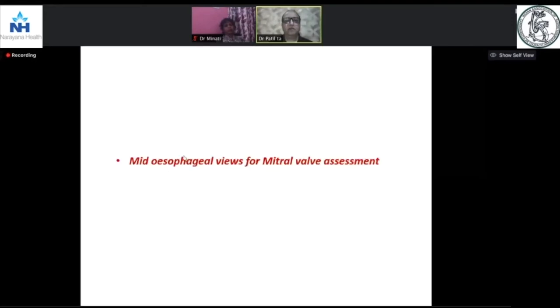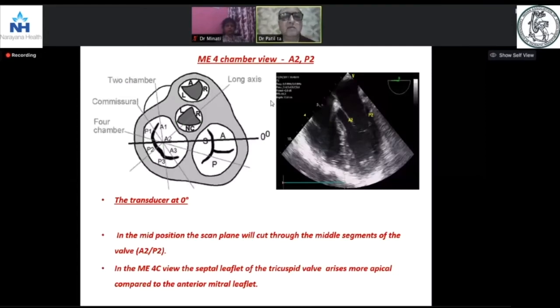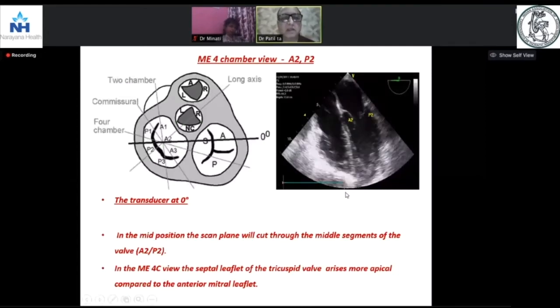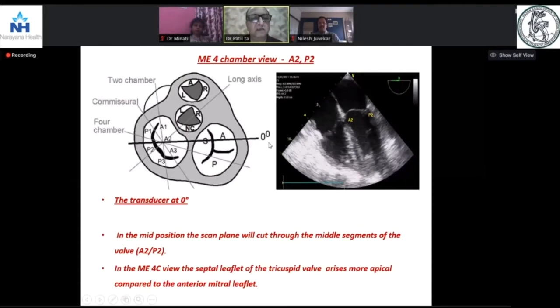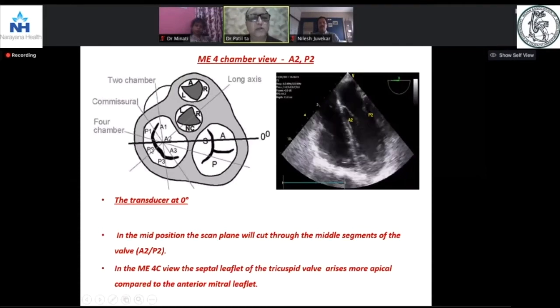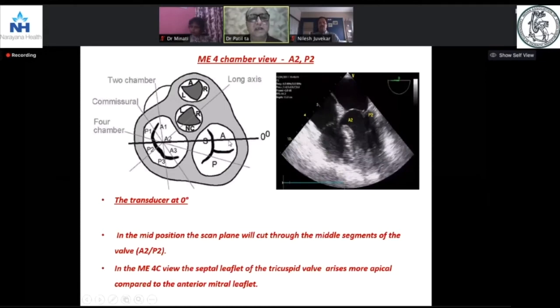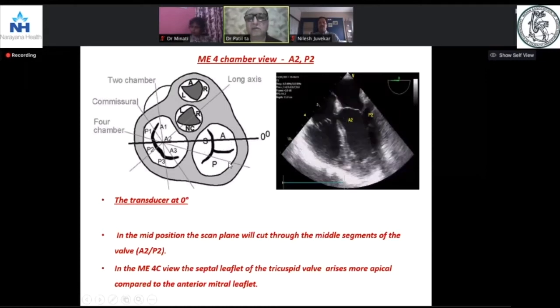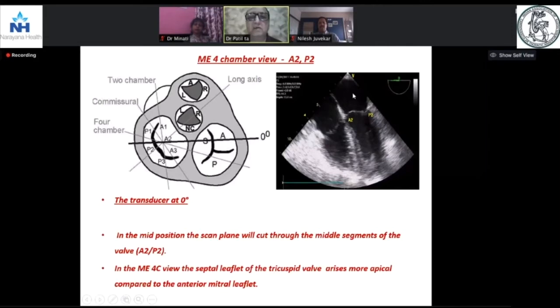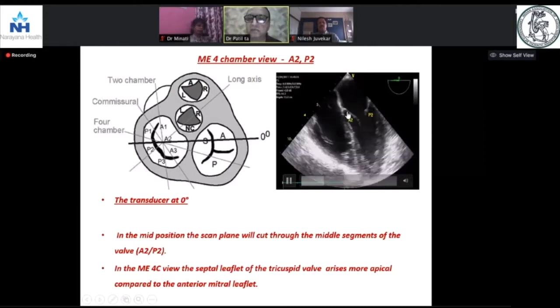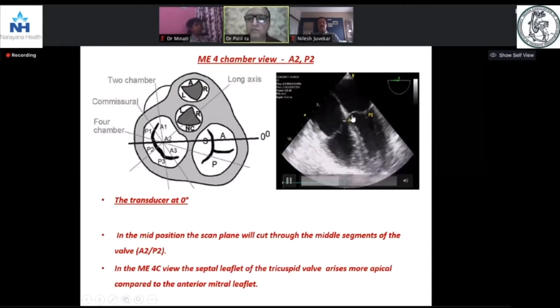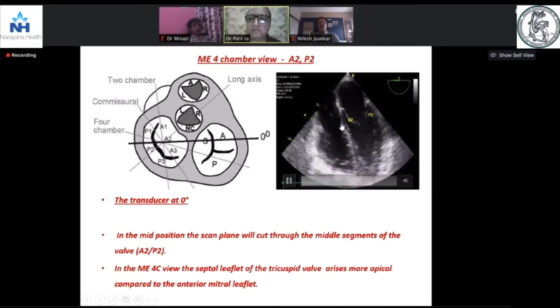Now, coming to the views for the mitral valve assessment. We'll come to the 4-chamber view. In the 4-chamber view, the scanning angle is at 0 degrees. That is, it cuts across the A2, P2 segments, and also it cuts across the septal leaflet and the posterior leaflet of the tricuspid valve also. On the mitral side, we see the A2, P2 segments, and on the left side, we see the septal leaflet of the tricuspid valve.